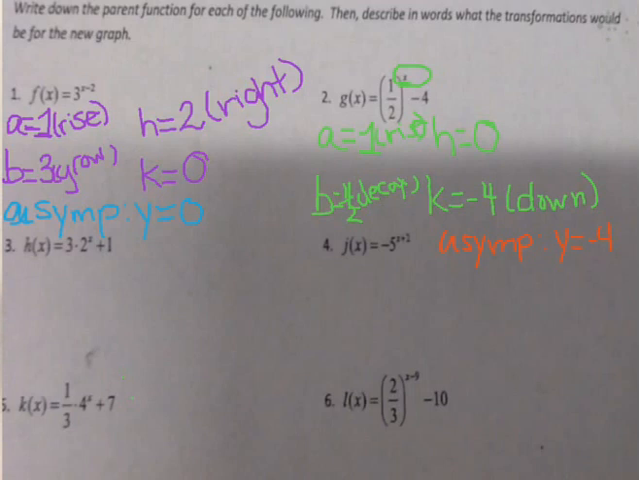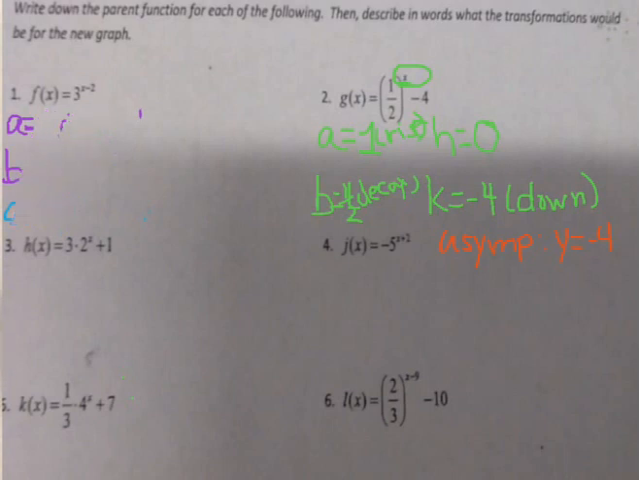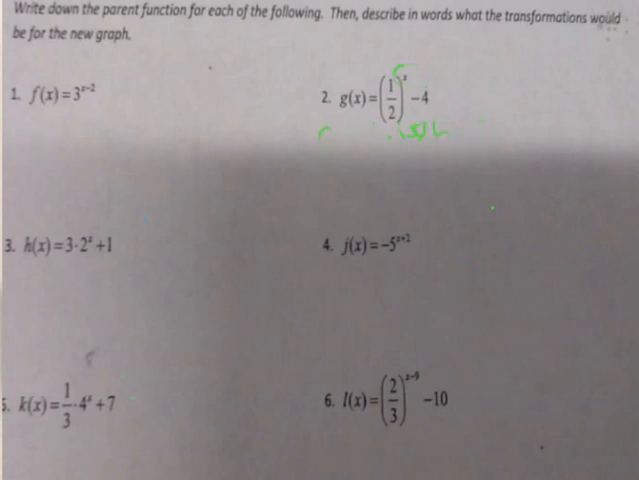All right, I'm going to erase. And we'll do a couple more, then let you do some by yourself. Last one that we're going to do, we'll do number 3 and 4. So number 3, we got to get A, B, H, and K. All right. A, oh, look, we have a number in the front this time. So A is going to be positive 3. A is positive 3, so it's going to rise. B is 2. So we have growth.